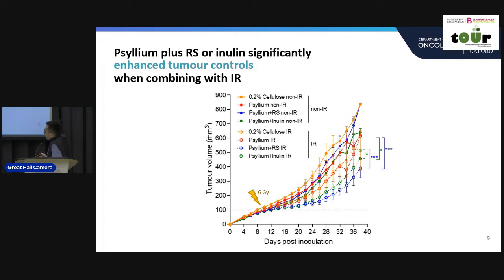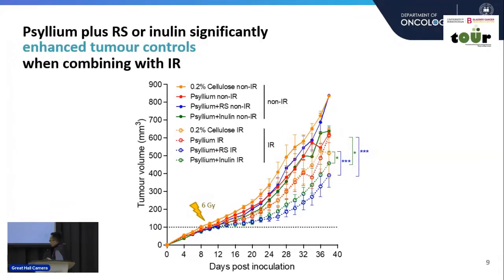From this irradiated cohort, we can see psyllium plus inulin and psyllium plus resistant starch can significantly delay the tumor growth combined with ionizing radiation compared to 0.2% cellulose and also psyllium, which is promising. And also interestingly, psyllium plus resistant starch in this cohort had an even better effect compared to psyllium plus inulin.